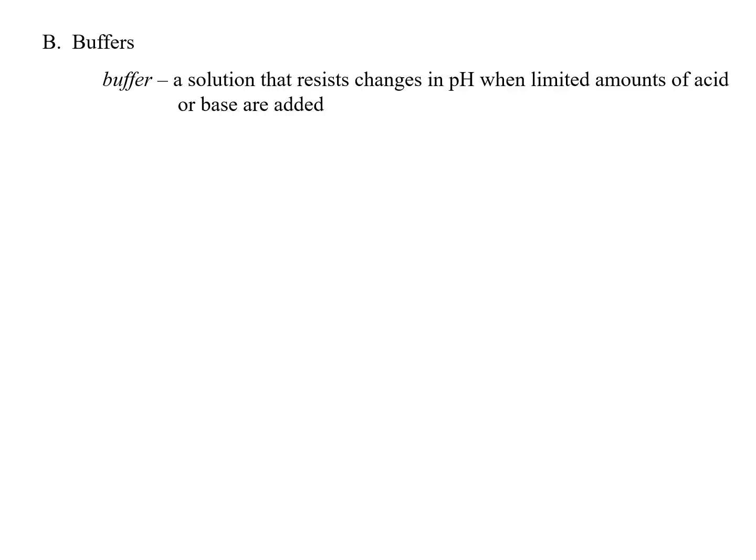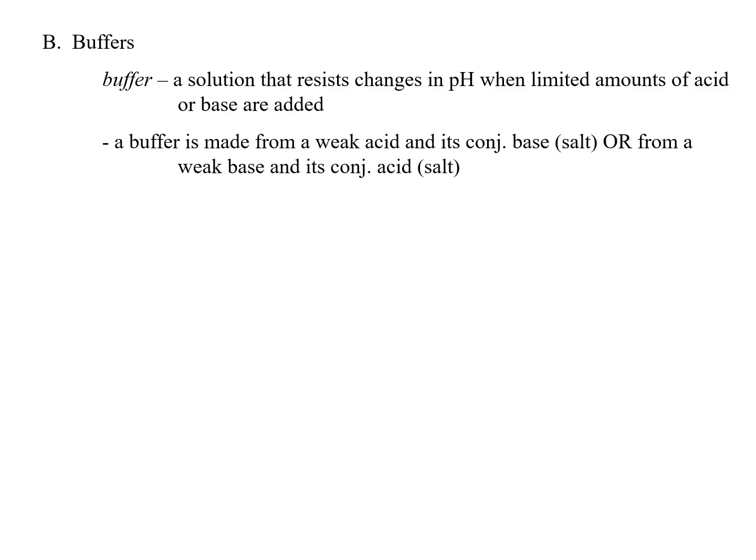Related to that, then, is this idea of a buffer. And this is probably something that you've heard about before you got into chapter 19. A buffer is a solution that resists changes in pH. So if you were to add a little bit of acid or a base to a buffer, the pH wouldn't change, unlike most other solutions, which would definitely change when you add an acid or a base to them. So how is that possible?